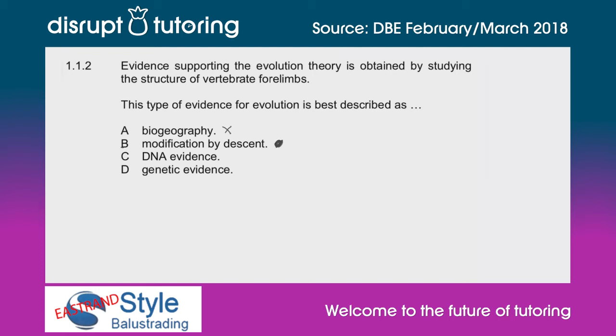C, DNA evidence. That refers to similar DNA sequences. That's not the answer to this one. And D, the genetic evidence. That refers to similar genes. The most likely answer and correct answer to this is definitely B, modification by descent. And that's that, guys. That'll give you your mark.